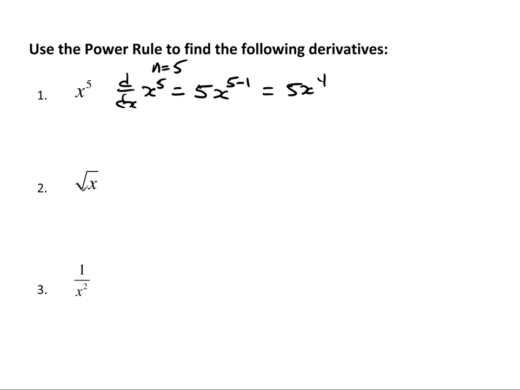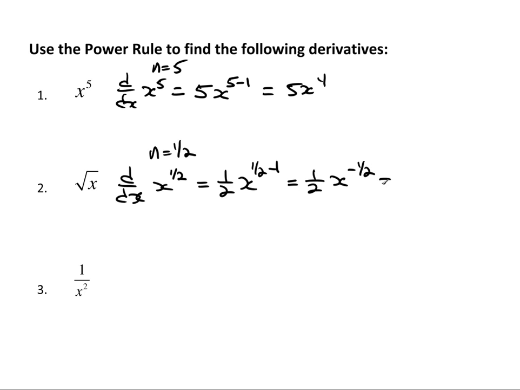Now here, in order to take this derivative, I need to write this as a rational number, or at least this exponent. So I'm going to write this as, I want d dx of x to the 1/2. I'm going to write this radical as a fractional exponent. So that's going to equal, bring this down, see now n equals 1/2. So this would be 1/2 x to the 1/2 minus 1, which equals 1/2 x to the negative 1/2, which equals 1 over 2 times the square root of x.